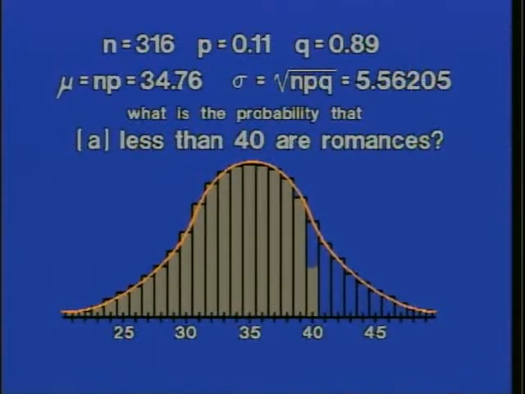Now, I'm illustrating it this way to illustrate a point. We don't want the probability associated with 40 because we want the probability that less than 40 are romances. So what value are we going to use for x when we use our normal distribution to approximate this binomial distribution? Well, we're going to use this border between 40 and 39. And that border is 39.5. All right, so 39.5 is going to be a kind of magic number here for us in just a moment.